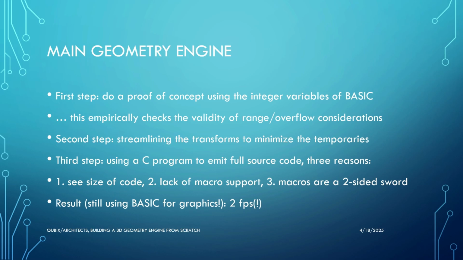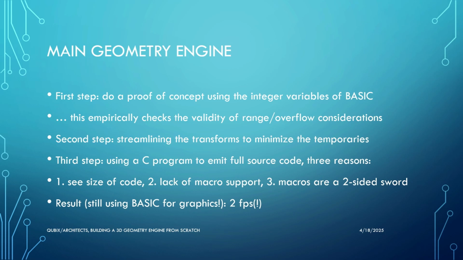And when I had laid out all those ideas, the first step for me was to do a proof of concept. I used the integer variables of the basic interpreter, not for their speed, because they're actually slower on the CBM, on the Commodore, than the float variables, because there are extra conversions involved. But I wanted to make sure that even if I make all the calculation with integer numbers, everything still works.